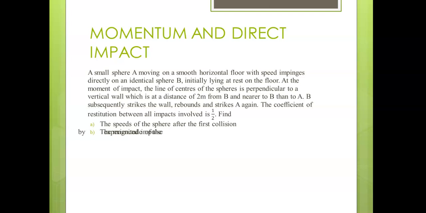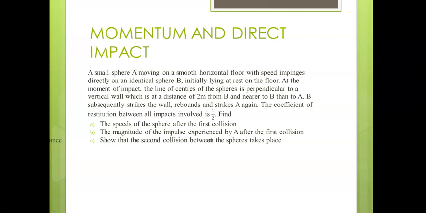B. The magnitude of the impulse experienced by A after the first collision. And C. Show that the second collision between the spheres takes place at a distance of 0.8 meters from the wall. Okay, now this is a diagram describing, say, A hits B, initially at rest, and B has another impact with the wall and back again to hit A. So we have 3 impacts involved here.